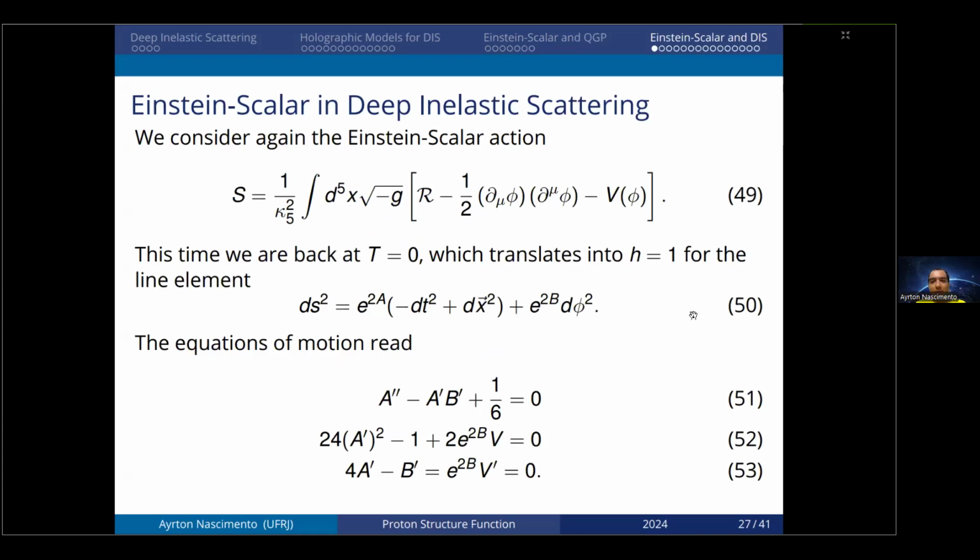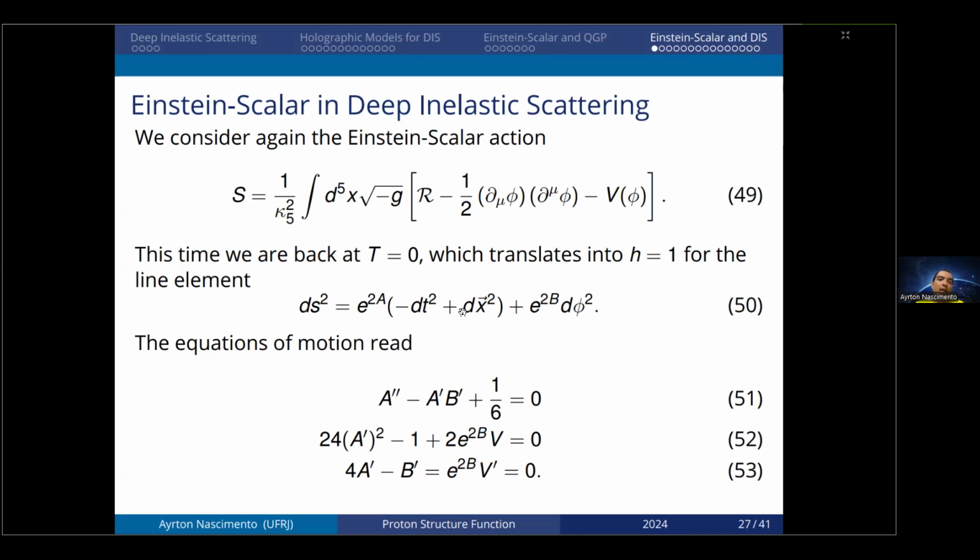Okay, I'm just going to describe this in the model, and I'm going to finish right now. I'm going a little quick. Basically, I want to use this Einstein-Scalar model in deep inelastic scattering. Since deep inelastic scattering is done at zero temperature, I don't have a black hole anymore. All the things I'm going to say right now are things I did, and it's all new, not done anywhere. It's my contribution to this field.